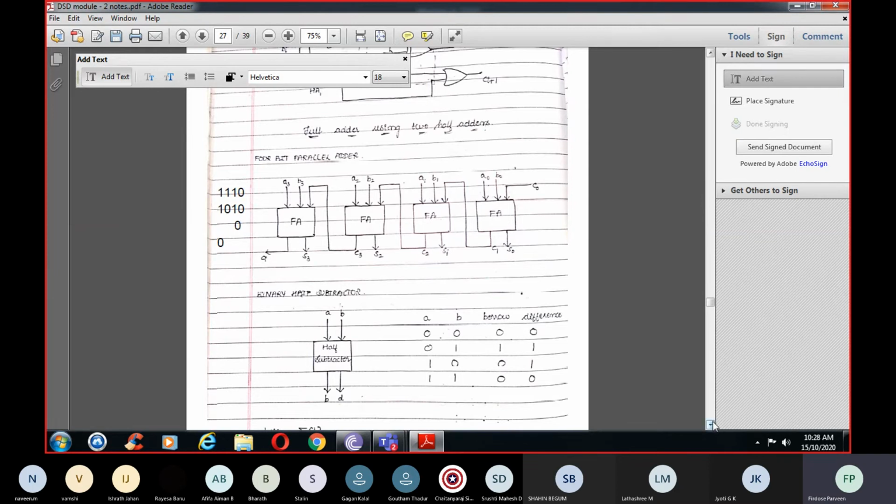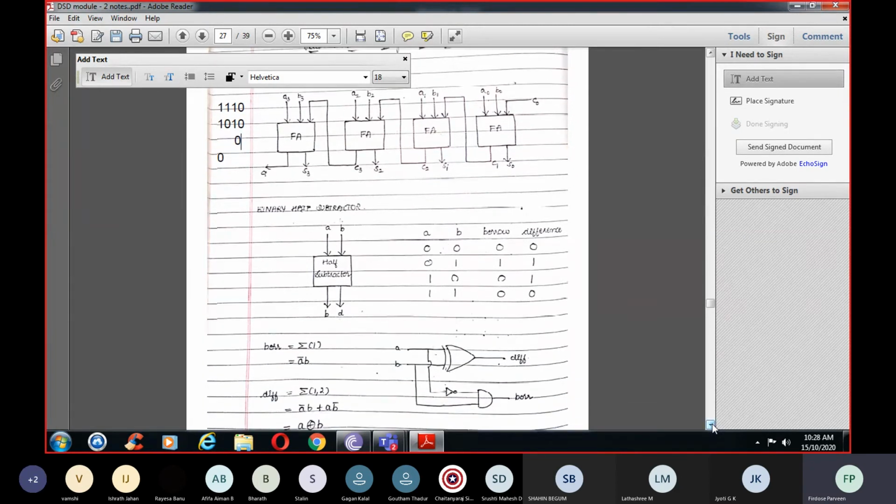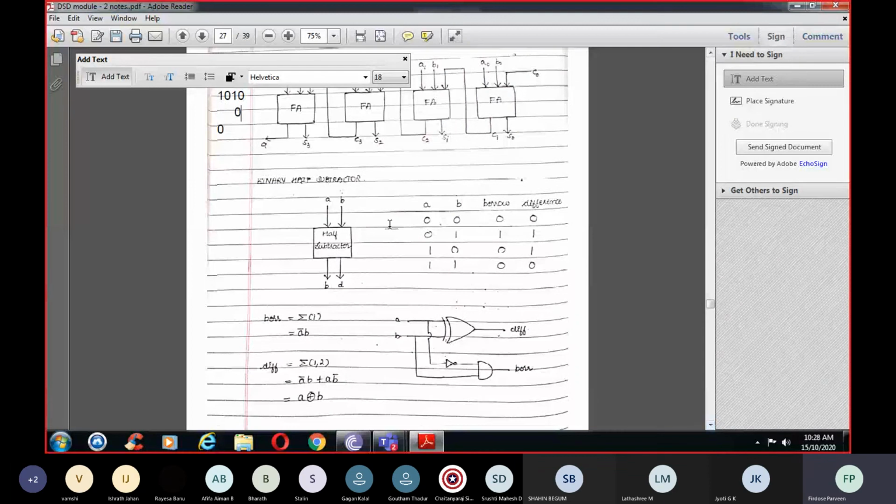Next, coming to the binary half subtractor. The half subtractor is the same as the 2-bit case. You'll have A and B as two inputs, and when you do the subtraction, you'll have two outputs: difference as well as borrow. So 0 minus 0, what difference will you get? You'll get 0. 0 minus 1, what will you get? You'll get minus 1. So whenever the minus is generated, you have to put 1 for the borrow. So 0 minus 1 is minus 1, which means borrow 1 and difference 1.